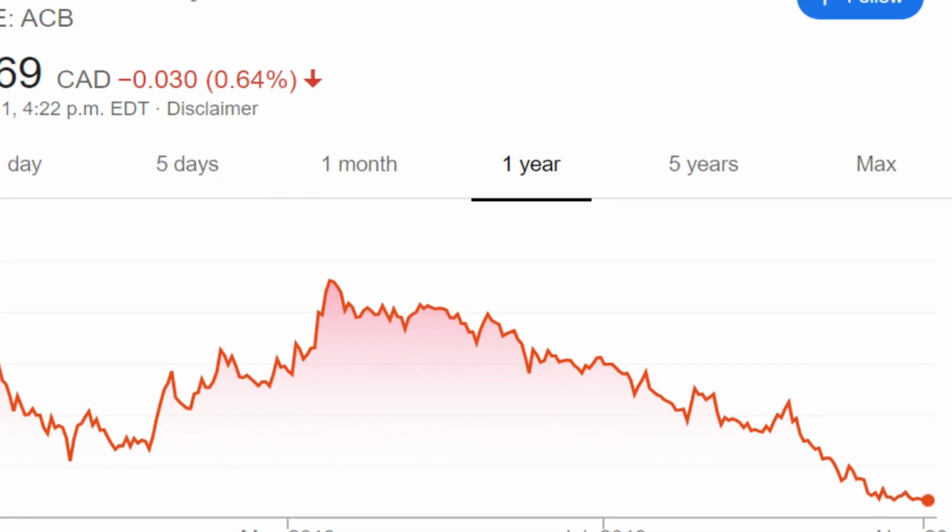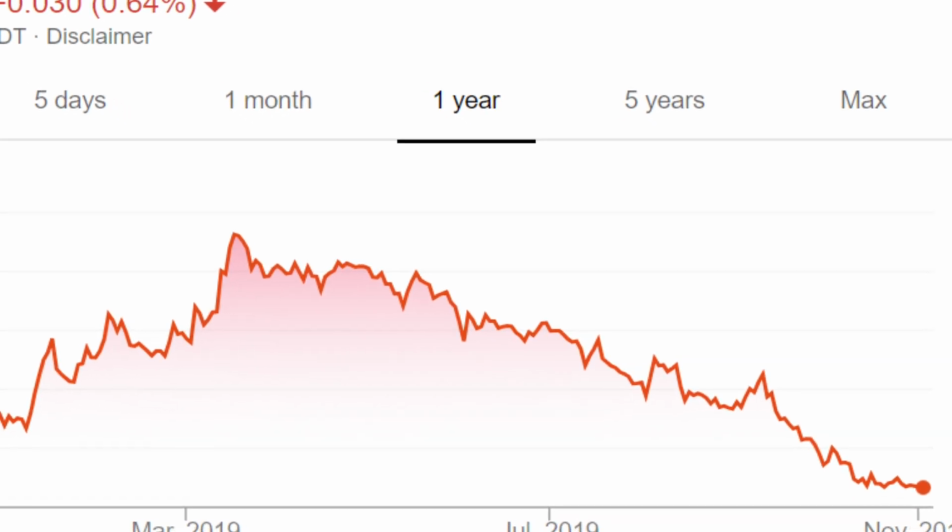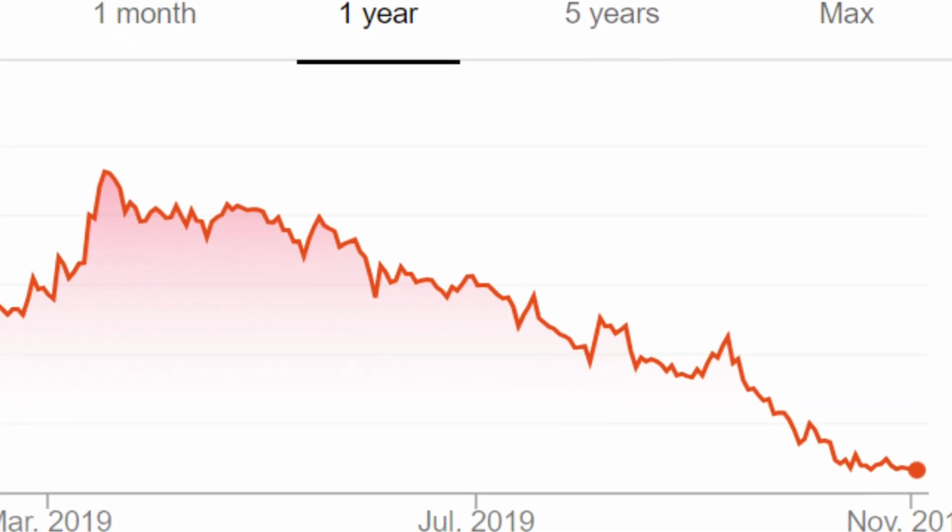But as soon as legalization came around and the companies started disappointing on earnings and the fundamentals within their businesses, investors started to realize that it's probably not a great place to put their money, and the stock prices absolutely got destroyed.